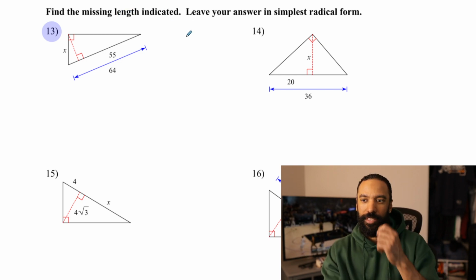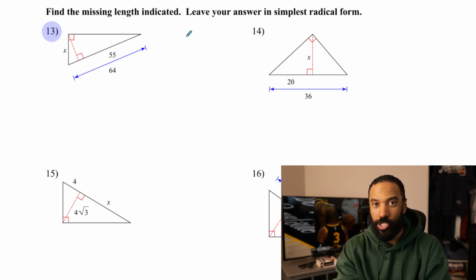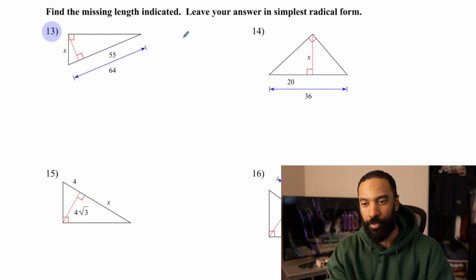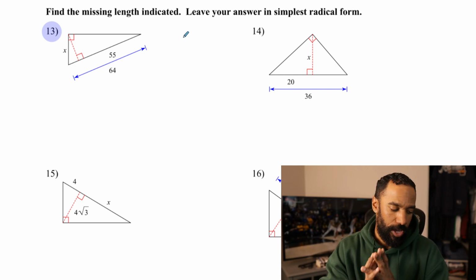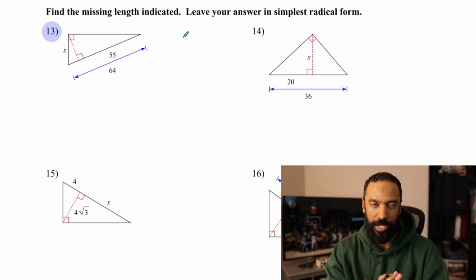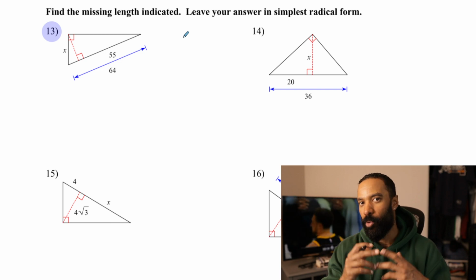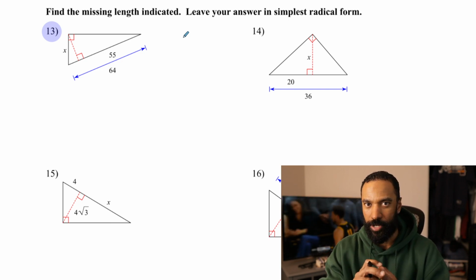Okay. Find the missing length indicated. Leave your answer in simplest radical form. We are now talking about right triangle similarity. This is section 9.3. There is more than a way to go about these problems. I will go about it in the textbook way that is mentioned, and I'll go about it in a way that I would probably more favorably talk about, setting up proportions based on the actual similar right triangles themselves.